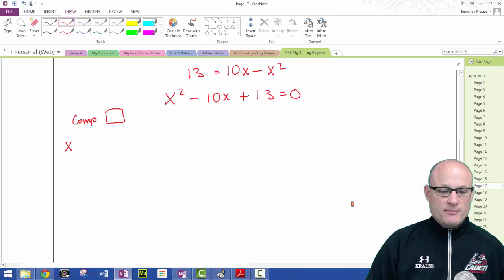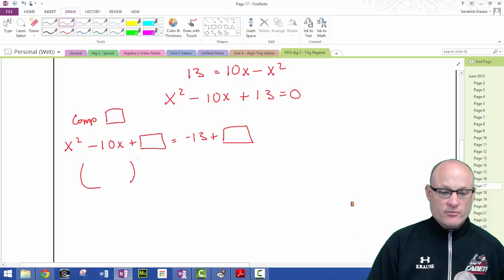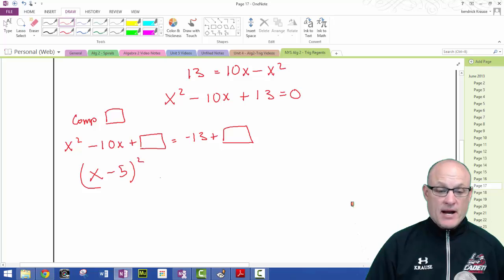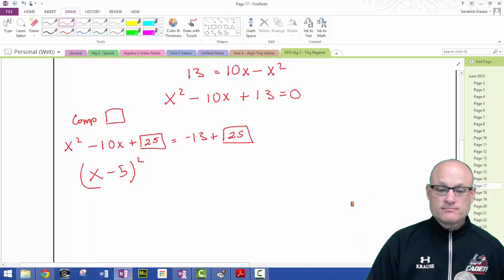So my first step is to bring the 13 over to the other side and rewrite this with 2 boxes. I'm going to take half the middle term and square it, but I'm going to put that half in a binomial squared, because we're creating a perfect square trinomial. So the half of 10, or negative 10 in this case, is negative 5. Negative 5 squared is 25. So I'm almost done. This is equal to 12.